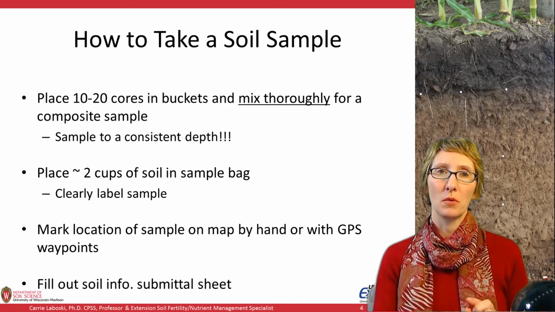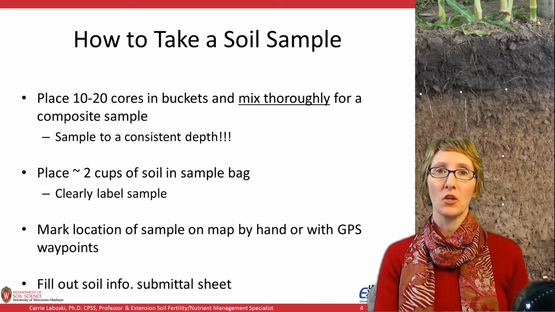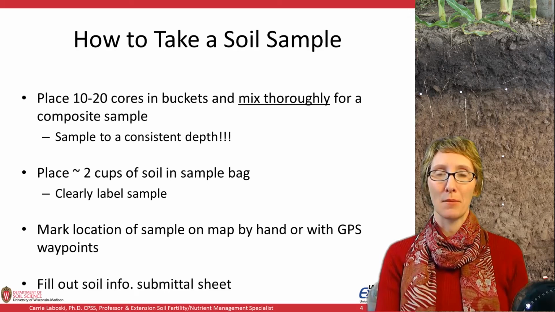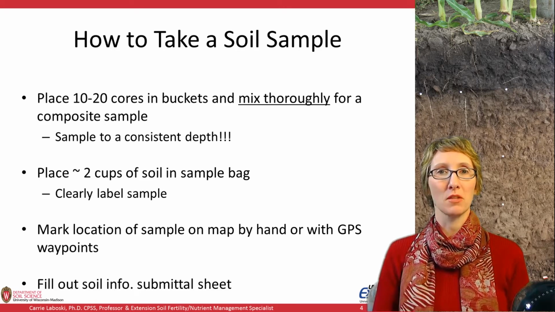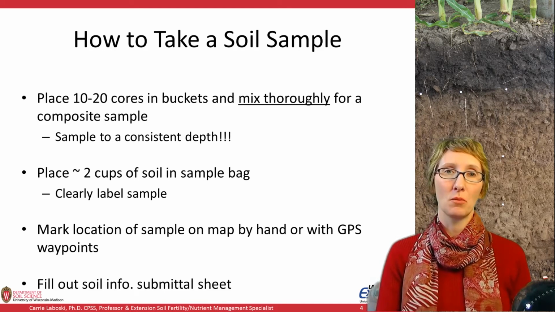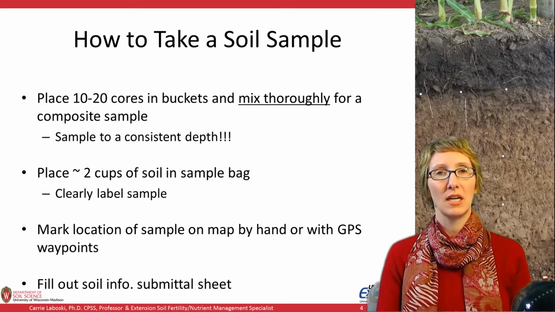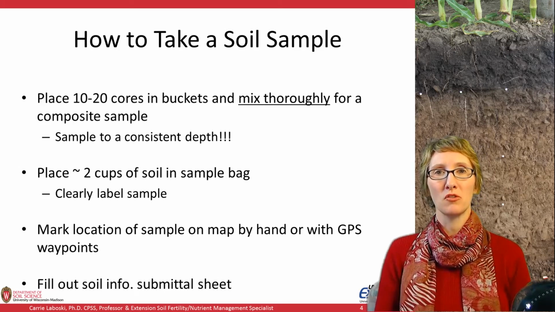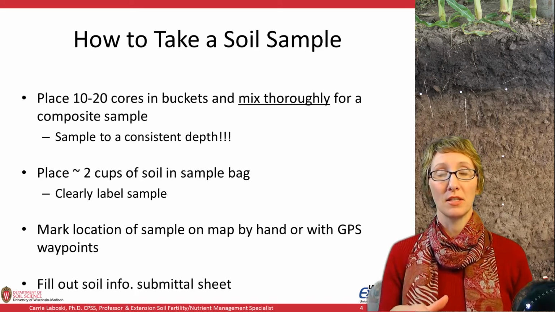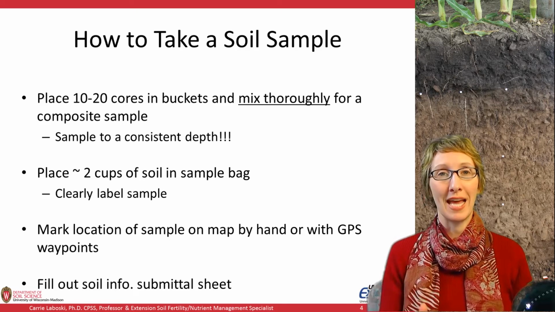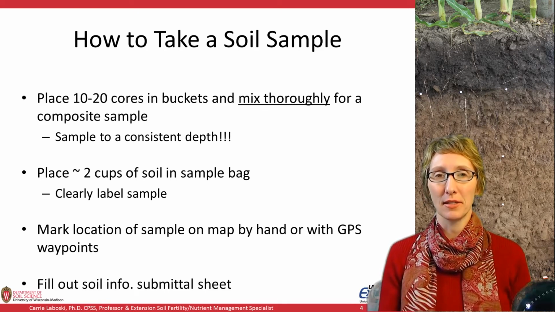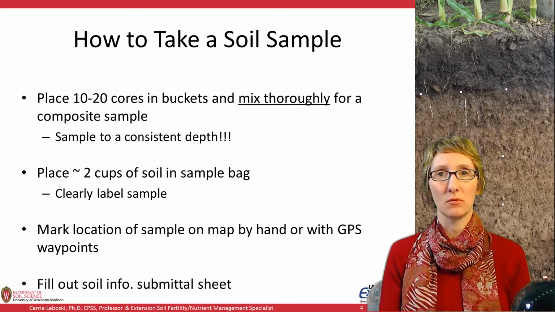Okay, and remember, when you're taking your cores, you want to sample to a consistent depth. That's extremely important, because if sometimes you're putting the probe in the ground 6 inches and other times it's 8, and then occasionally it gets to 4, you're going to get goofy numbers, because in general, the deeper you go, the lower the nutrient concentrations you tend to have. It's not necessarily the gospel, but that's what tends to happen.